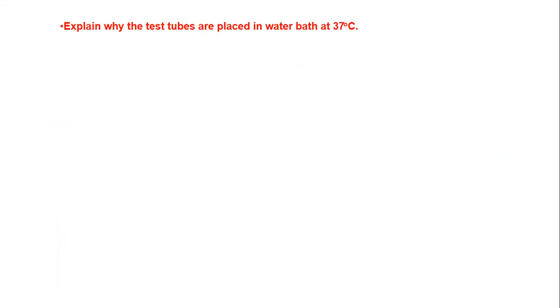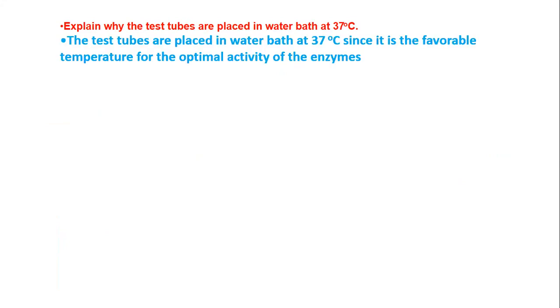Explain why the test tubes are placed in water bath at 37 degrees. Actually, this is the body temperature. The test tubes are placed in water bath at 37 degrees since it is the favorable temperature for the optimal activity of the enzyme. Why is it the favorable temperature? Because it's the body temperature. Inside the body, or in vivo, the digestion occurs at 37 degrees, which is the most available temperature.